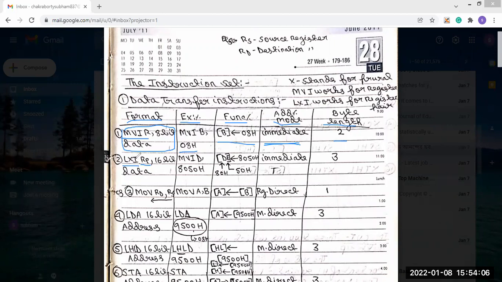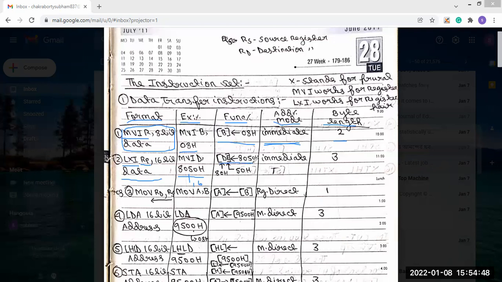So the general format will be LXI, meaning load the data into the register pair. For this we have to use the LXI command, LXI, and RP means register pair, comma a 16-bit data. This is the general format. If we take an example, it is LXI D, comma 8050H. This 8050H is a 16-bit address or 16-bit data. And D is what? D means DE. This is a register pair.